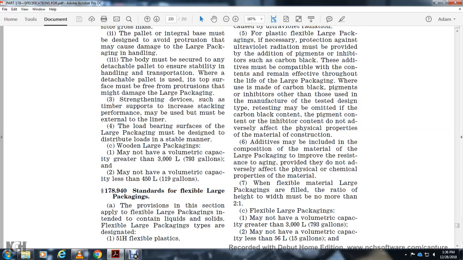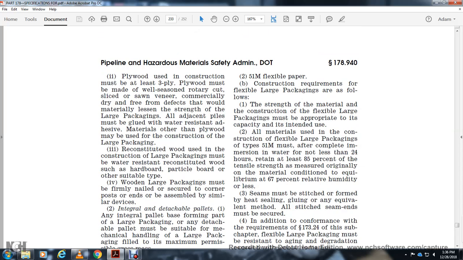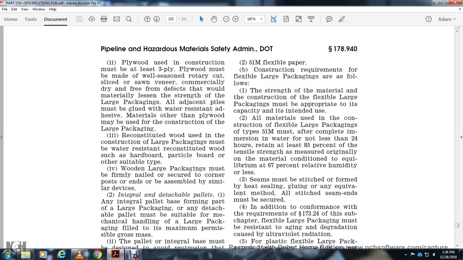178.940 Standards for flexible large packagings. The provisions of this section apply to flexible large packagings of the types designated 51H and 51M. Flexible large packaging construction requirements.